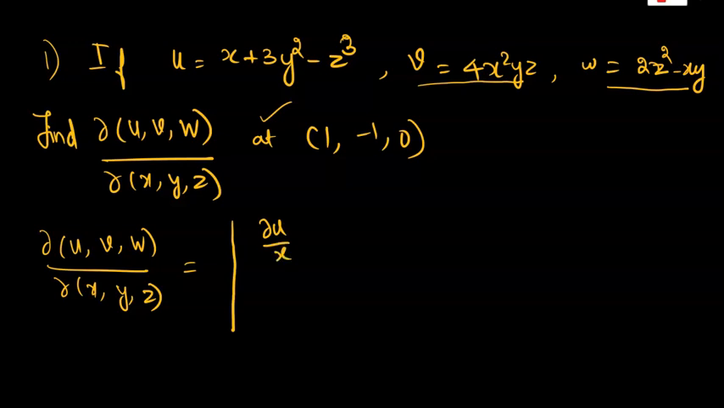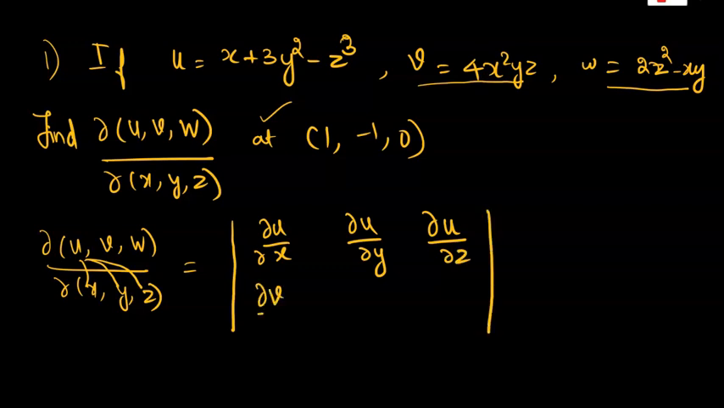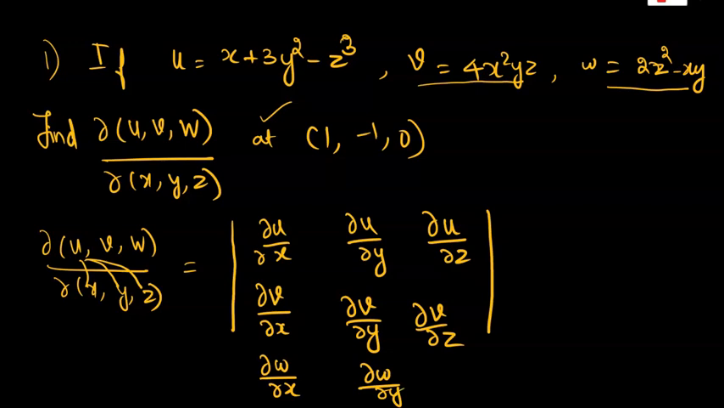First, u with respect to x, we have to write like this: u with respect to x, first row, u with respect to y, and u with respect to z. Similarly, v with respect to x, v with respect to y, and v with respect to z. And the last one, w with respect to x, w with respect to y, and w with respect to z. We are going to find all these values, that is del u by del x, del u by del y, and after substituting these values, we are going to find the determinant value.